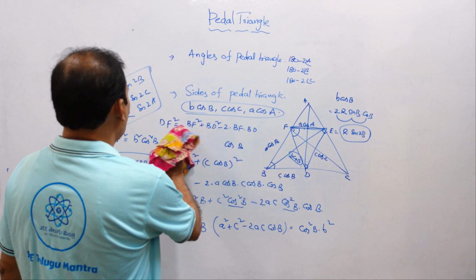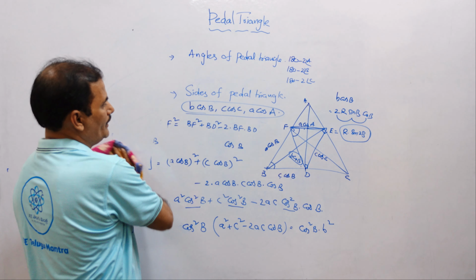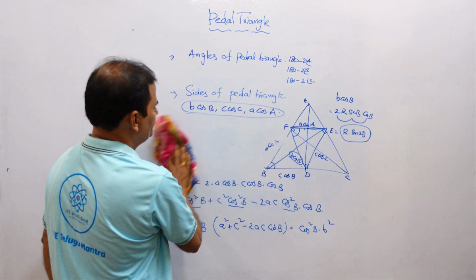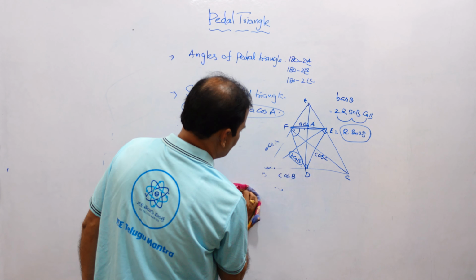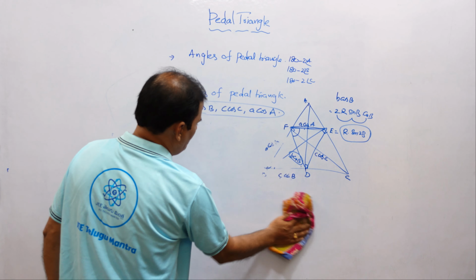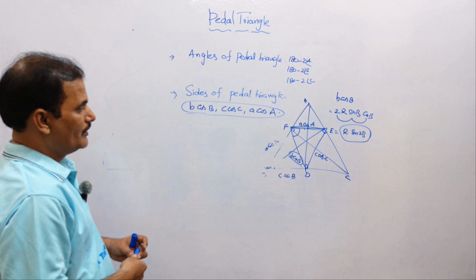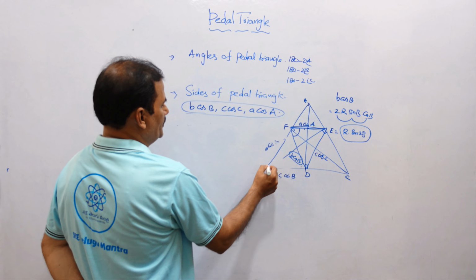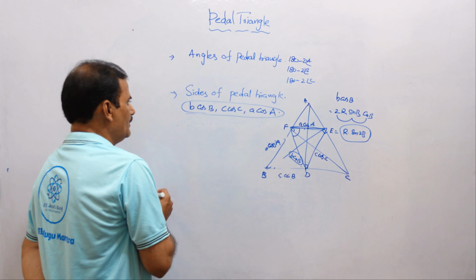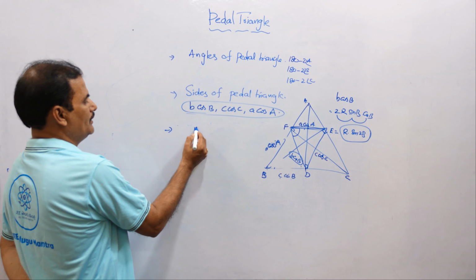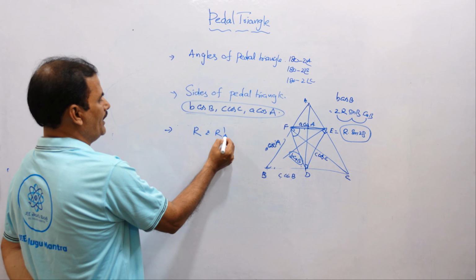Now the third one is circumradius. Circumradius, that means capital R. Circumradius is capital R. This is B, C cos B, this is A cos A, right. Now third one is relation between R and R dash.